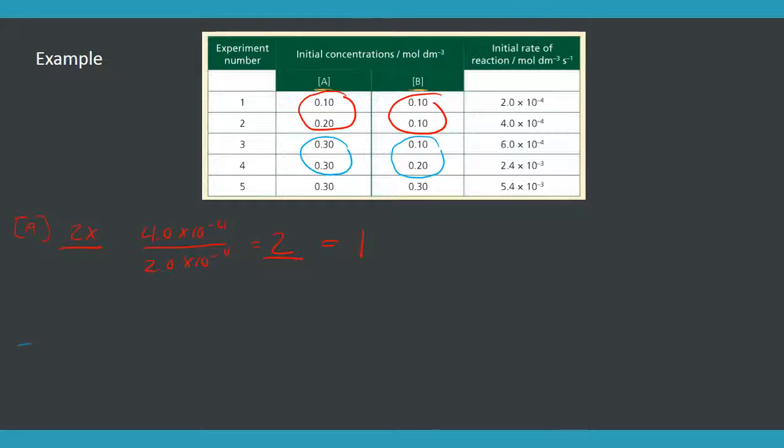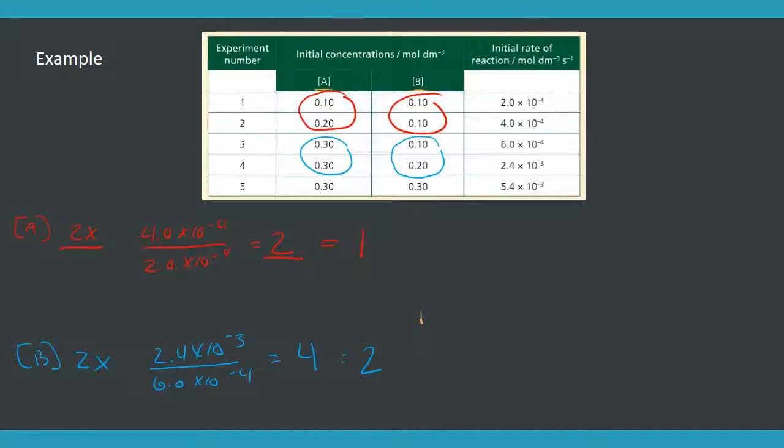All right, so if we're looking at concentration B, we're going from 0.1 to 0.2, so we are doubling that concentration. Going over to the initial rate, I'm going to take 2.4 times 10 to the negative 3 divided by 6.0 times 10 to the negative 4. When you go through and you do that, you get 4. So if you double the concentration, the rate quadruples. Therefore, that has a squared effect, so your order is 2.